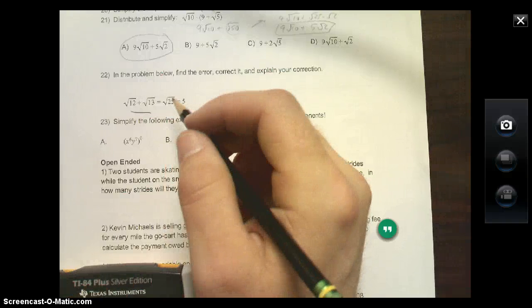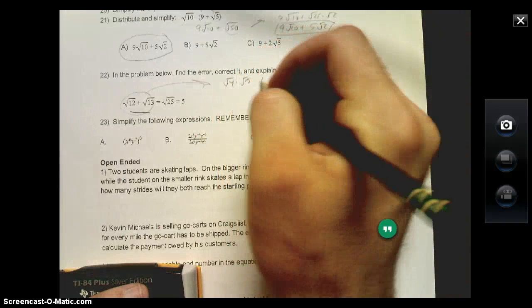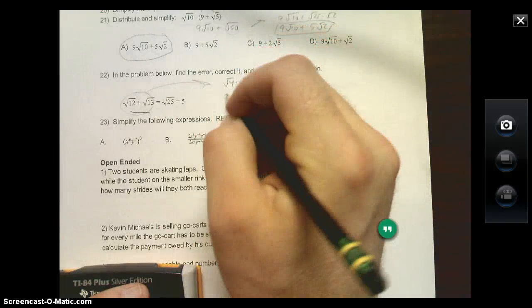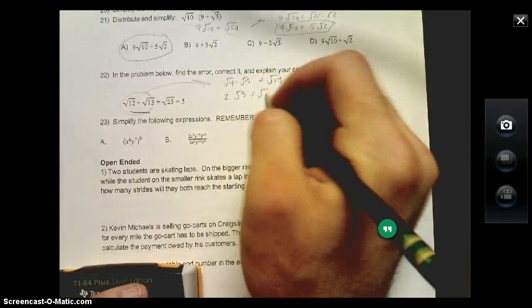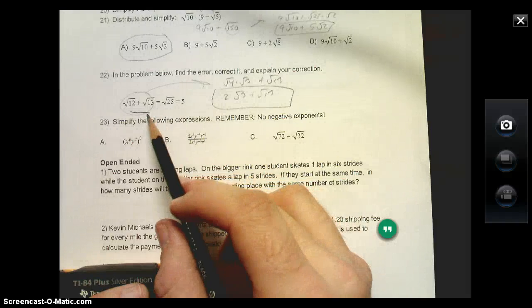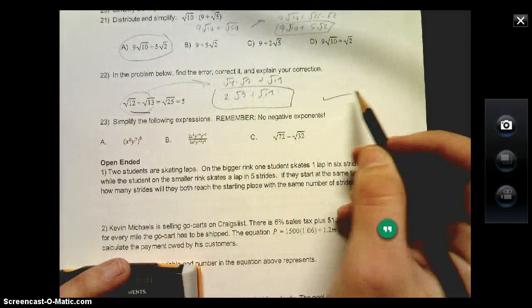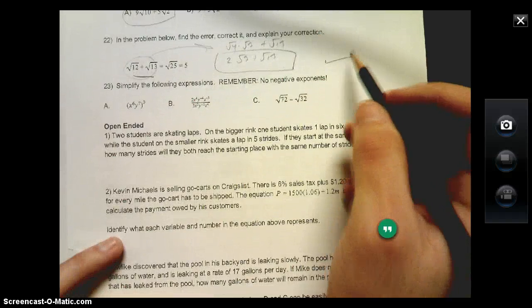So what you have to do instead is break them down. Root 12 becomes root 4 times root 3. Square root of 4 is 2. So 2 root 3 plus root 13. Keep in mind that radicals are almost like x's. If I said 2x plus x squared, you can't combine them. So there we go. Things look good.